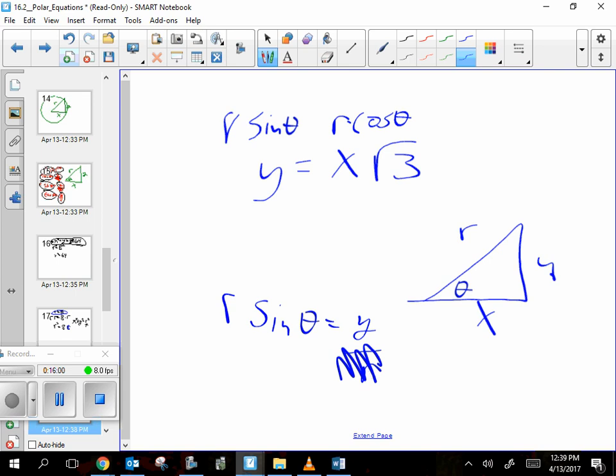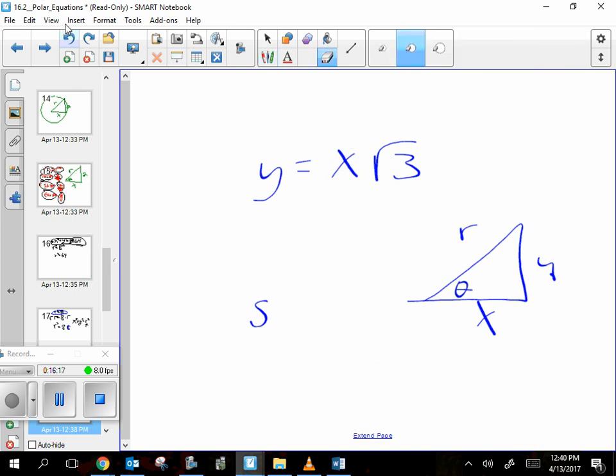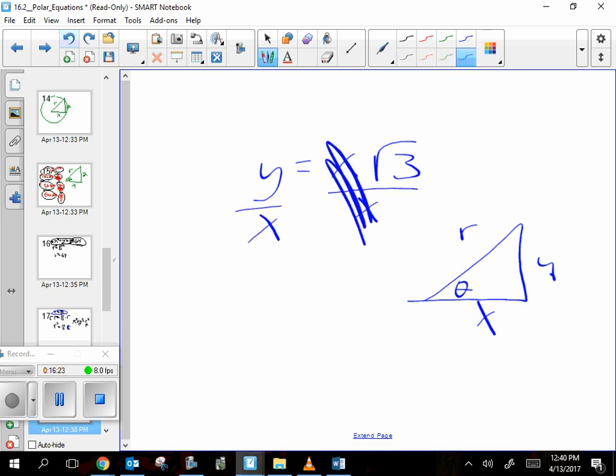And now, have I changed it into polar? Yes, I have. But there's an even cooler way to do this one. I got these replaced. I only have r's and thetas, so it is polar. But there's a cleaner, kind of more elegant solution. Would you agree that I'm allowed to divide by x on both sides, and I can say y divided by x equals root 3? Do you know why I just did that? What's y over x? Tangent. So tangent equals root 3.